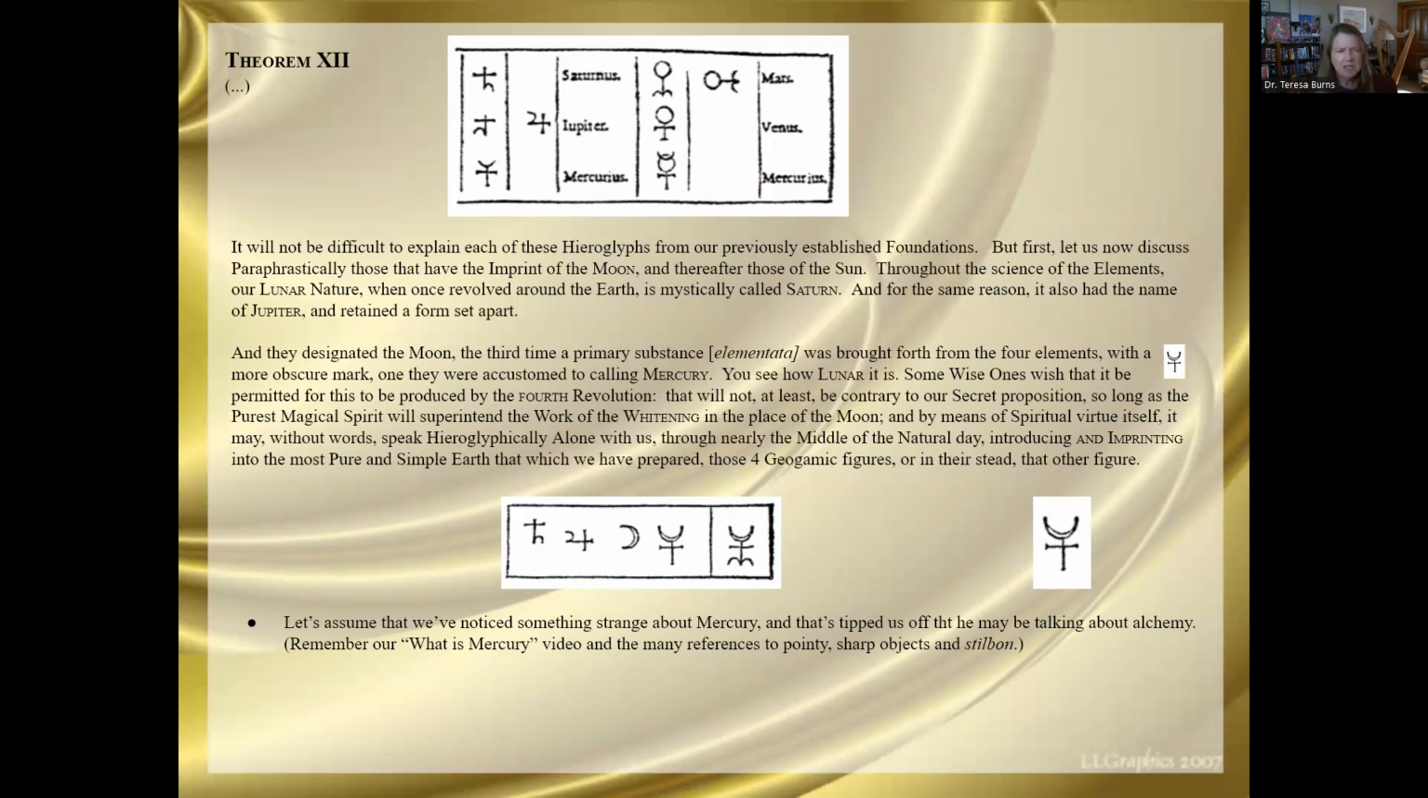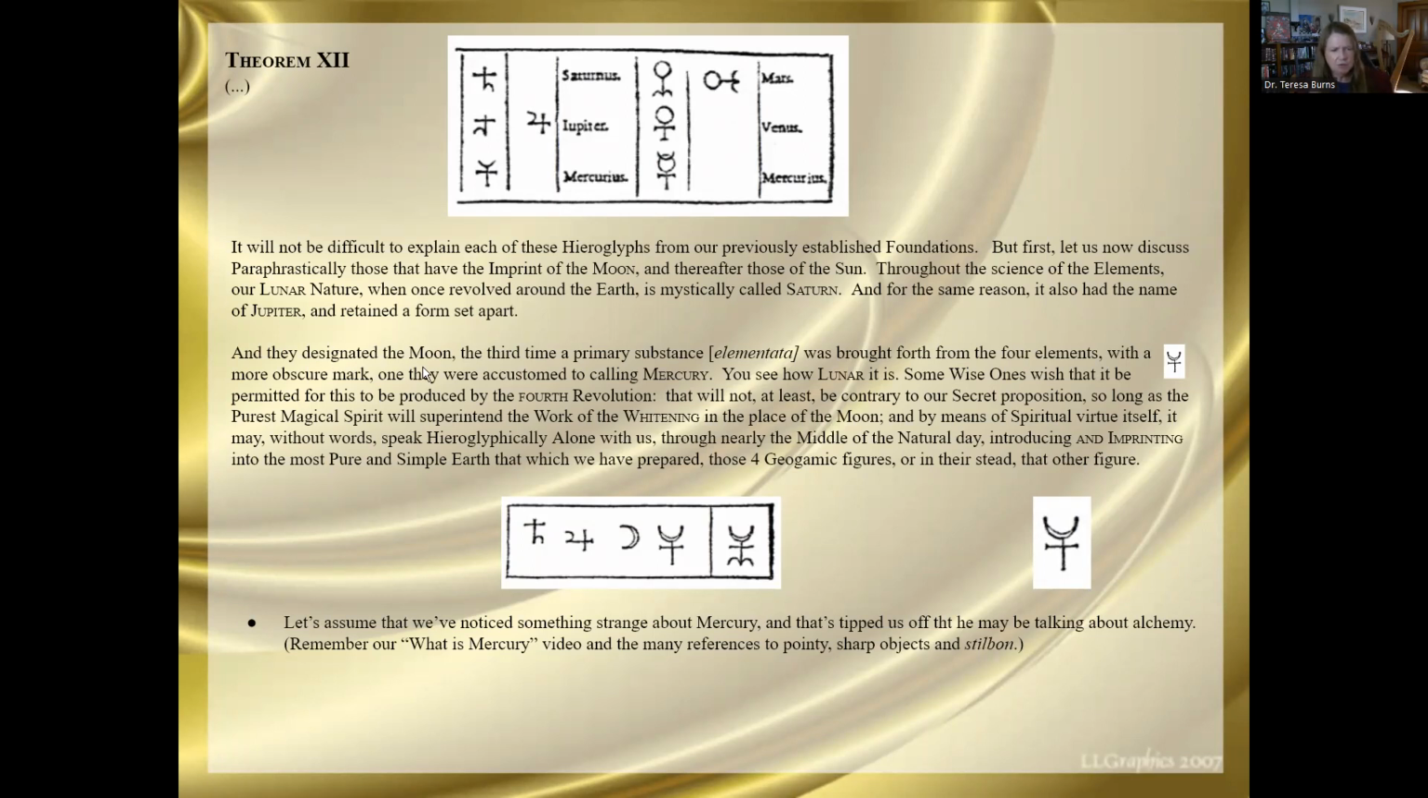"And for the same reason, it also had the name Jupiter and retained a form set apart." All right, so the first revolution, we get Saturn, but it's retaining the form of Jupiter. How do we know that? Because it's flipped over here. It's upside down and mirrored. And then we go down here to Mercury. All right, so we seem to have a second revolution there that's giving us Jupiter.